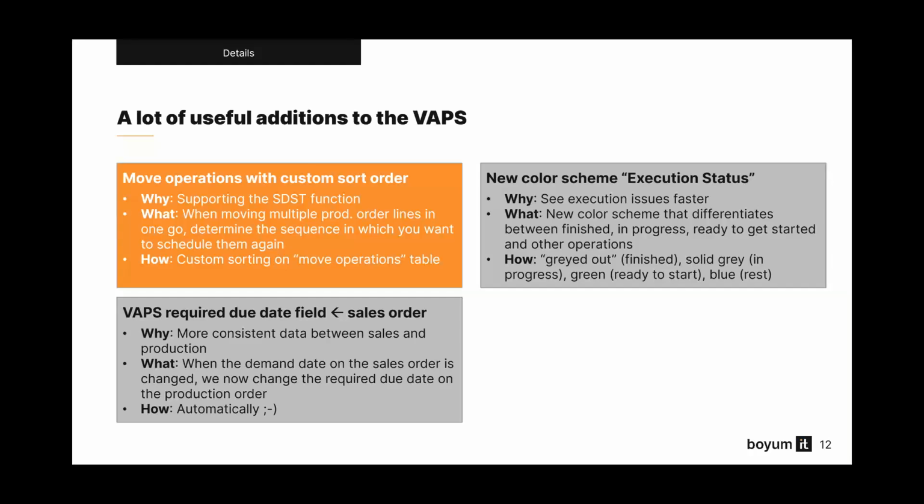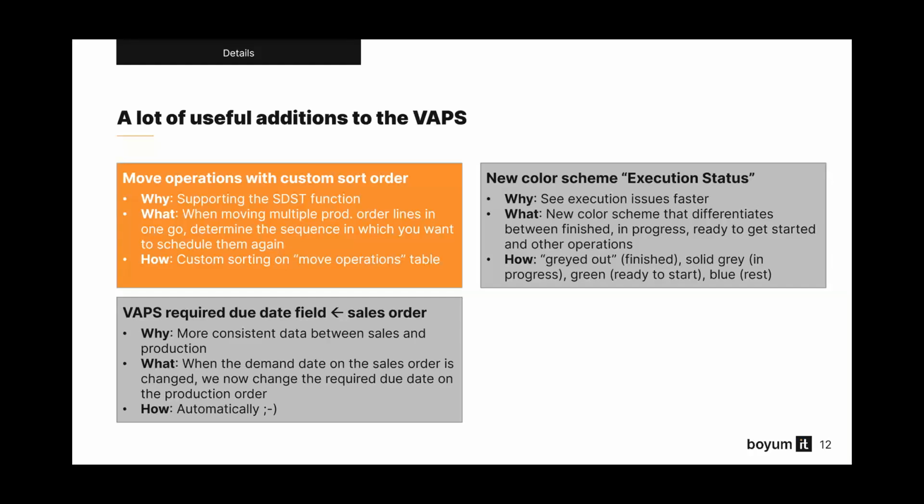As with the previous versions, we made a much tighter integration between production and sales, between the production order and sales orders, and the VAPS and the production orders and sales orders. We recognized that we could have done this better, so we wanted to make this integration between sales and production even more robust.